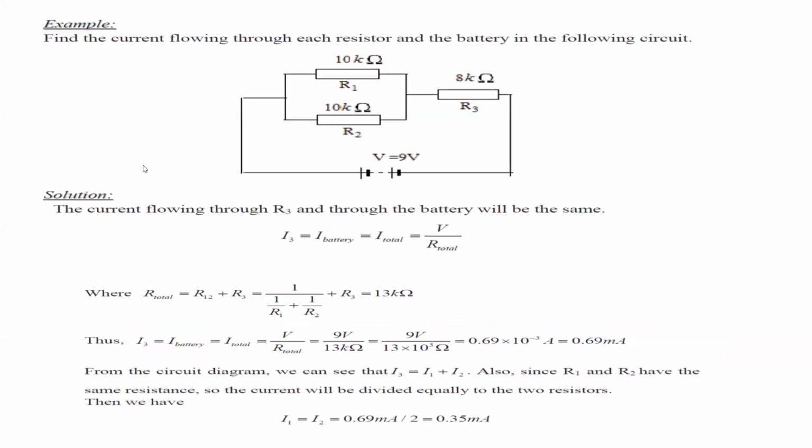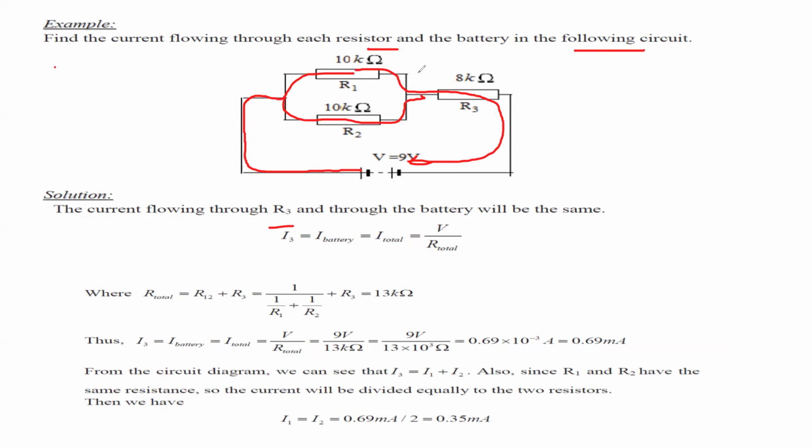Here is a worked example. Find the current flowing through each resistor and the battery in the following circuit. The current flowing through R3 and through the battery will be the same, because the current I from the battery divides in the branches and then recombines and goes out as the same current. So we can use a formula.